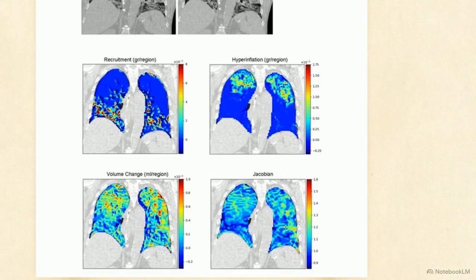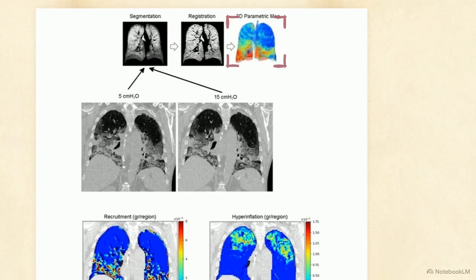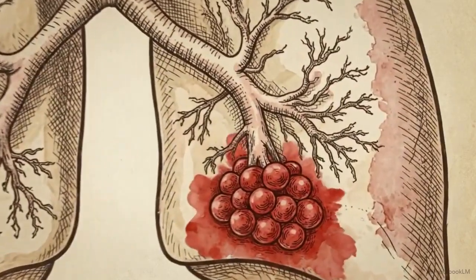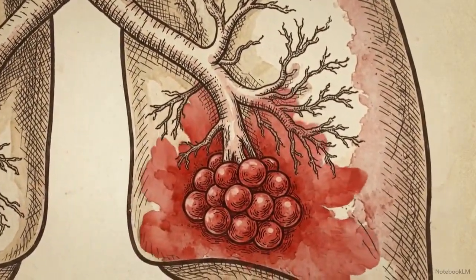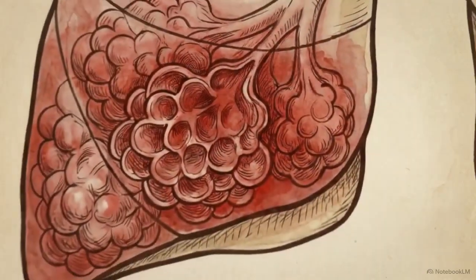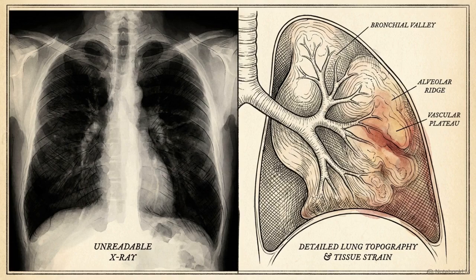Finally, parametric response mapping highlights unstable inflation, tissue undergoing cyclic collapse, driving secondary lung injury. When the fraction of this unstable tissue exceeds 28%, it becomes a powerful independent predictor of mortality in ARDS cohorts. Dynamic CT registration replaces blind estimates of potential recruitability with direct visualization of regional tissue strain as it happens.